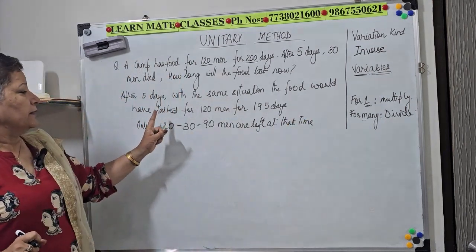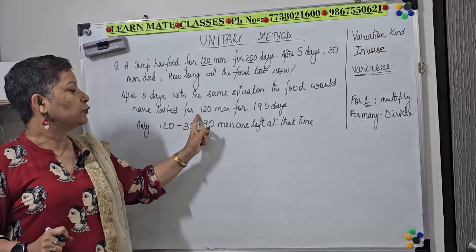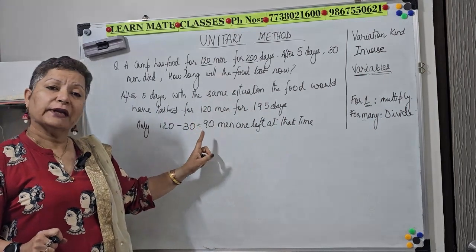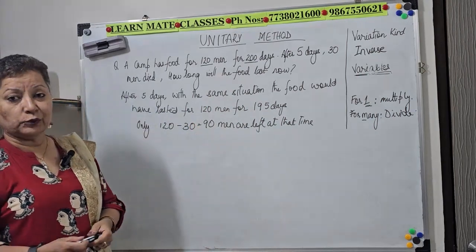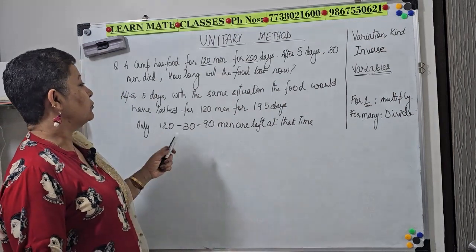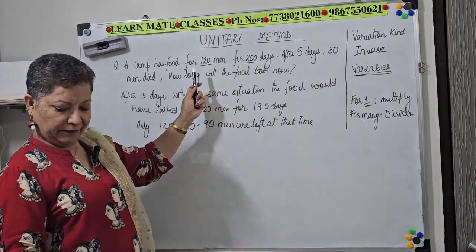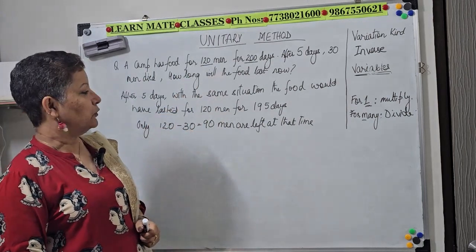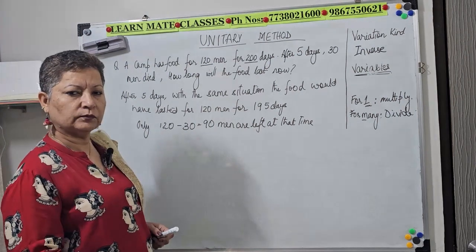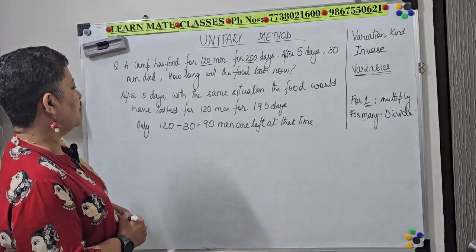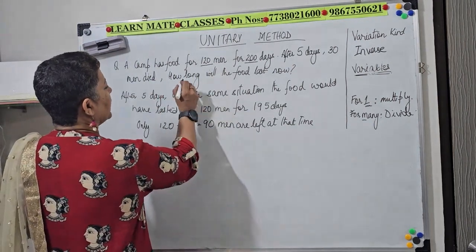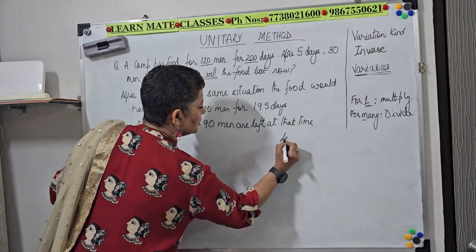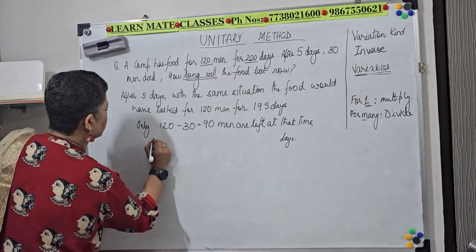So, going according to the question, the food would have lasted for 120 men for 195 days. Now, I need to find out for 90 of those men how long the food would last. So we have to pick up the statement that for 120 men, the food would have lasted for 195 days. Let's identify our variables. What needs to be found out? How long, that means for how many days. So I need to keep my days on the right and my men on the left.